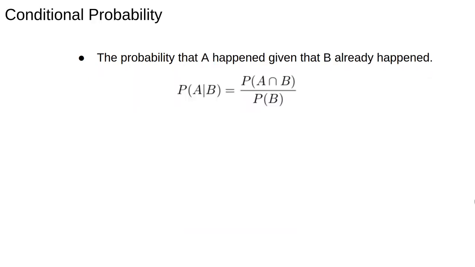The last thing we'll cover is the idea of conditional probability. This is the way to formalize the idea of the probability that A happened given that B already happened. So we have partial information about the event, and based on that partial information, we have to update our probabilities. Conditional probability is written with the bar, and the probability of A bar B is read as the probability of A given B. This probability can be expressed as the ratio of probabilities.